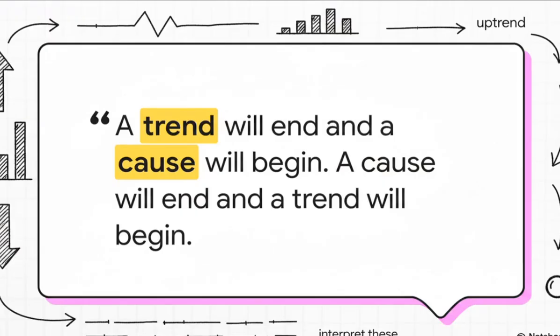So, the crucial point is really captured in this singular idea from Ruben Villahermosa Chavez. A trend will end and a cause will begin. A cause will end and a trend will begin. The market is not just some random walk. It's a continuous, highly logical cycle of building tension in lateral ranges and then violently releasing that tension in clear directional trends.